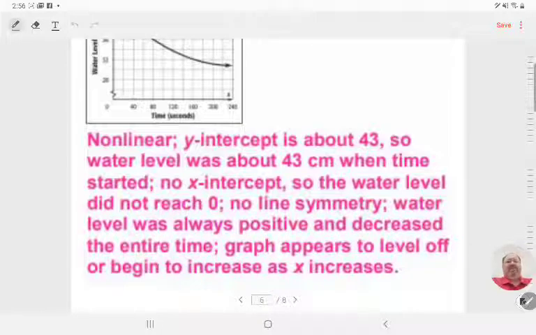So I can visualize that this water started at 43 centimeters. It's always positive, so that means it never went below 0. It was decreasing. The water kept going down each time. And then it seems that the graph seems to level off or increase a little bit. So I know that at some point in time, the water is starting to level off. Okay, so interpreting tells me about the graph.